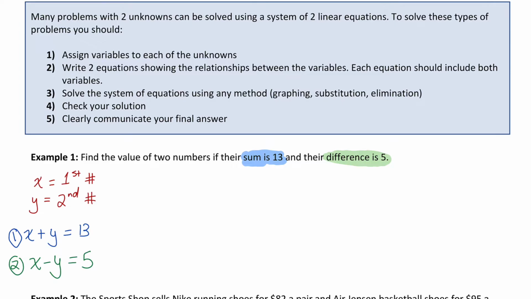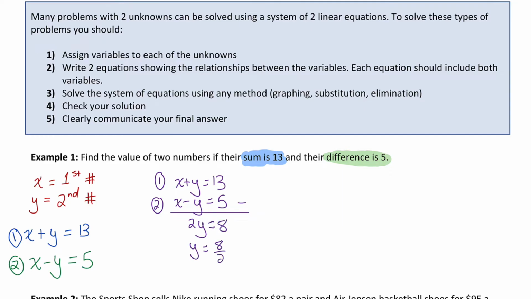Based on the format of these 2 equations and the fact that the x's already have the exact same coefficient, I think elimination would be easiest. Let me start by stacking the 2 equations on top of each other, and then if I were to subtract the 2 equations from each other, the x's will eliminate. When subtracting the like terms, x minus x is 0, the x's eliminate, y minus negative y is 2y, and 13 minus 5 is 8. I'll divide by 2 on the other side, and I figure out that y is 4.